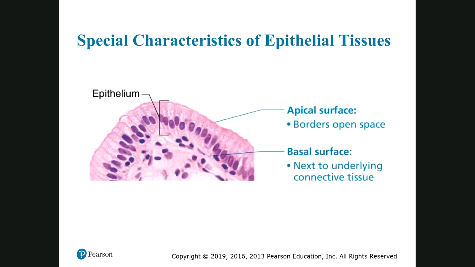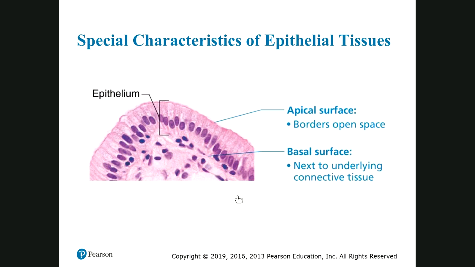There are several characteristics of epithelial tissue. One that is represented on this slide here is polarity. All epithelial tissue has 2 surfaces that differ in structure and function. The polarity of epithelial tissue comprises an apical surface and a basal surface.